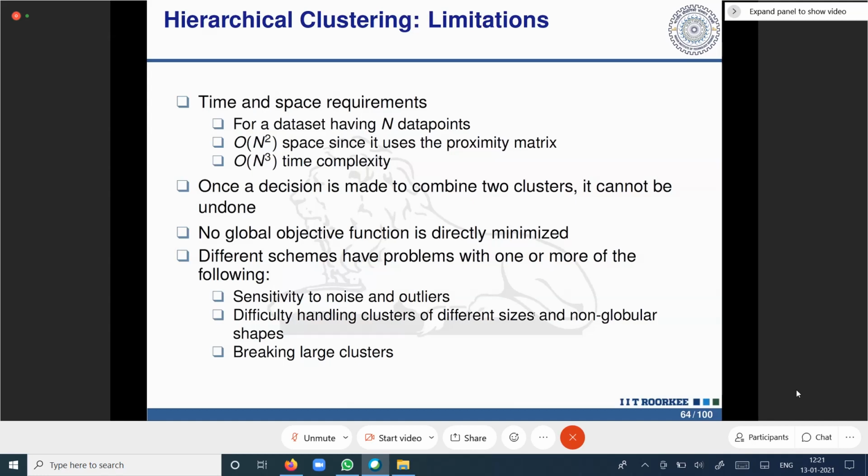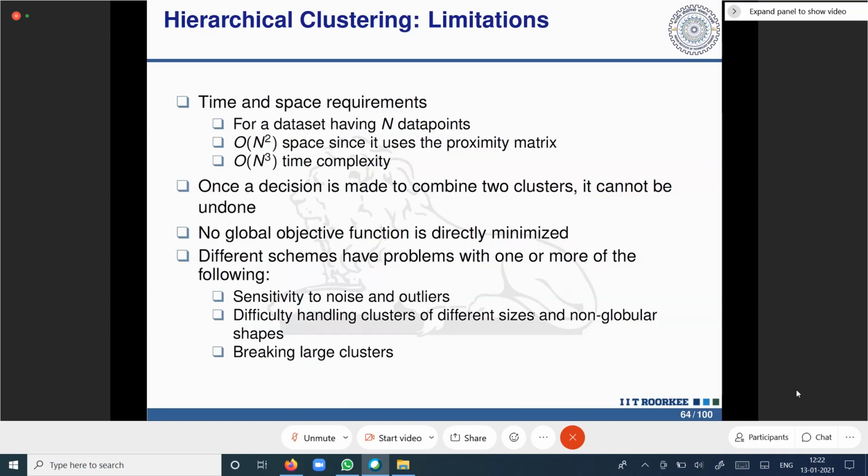Now coming to the limitations of hierarchical clustering algorithms. So one is the time and space requirements are high because they are very computationally expensive. If you have a data set which has n data points, you need order n square space to store the proximity matrix and order n cube time complexity, which is very high. So they are not very appropriate for data sets which have a large number of points.